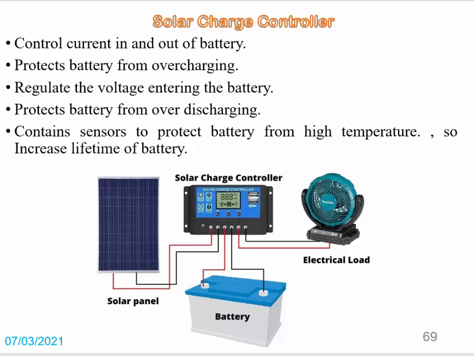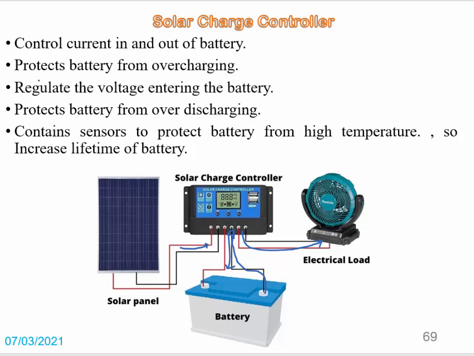So here we can see this is the controller, the solar charger controller. And here we have the solar panel, the battery, and the electrical load. For example, the current comes from the solar panel to the charger controller. Then the charger controller will direct this current to the battery to recharge the battery. And at the same time, the charger controller can take the current from the battery and direct it to the electrical load. So the first point, control current in and out of the battery.